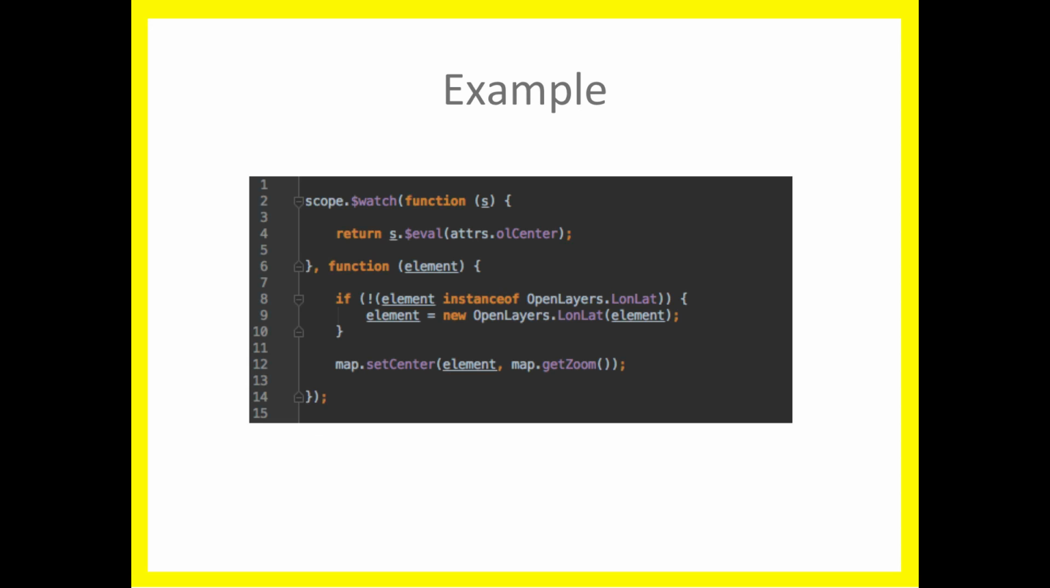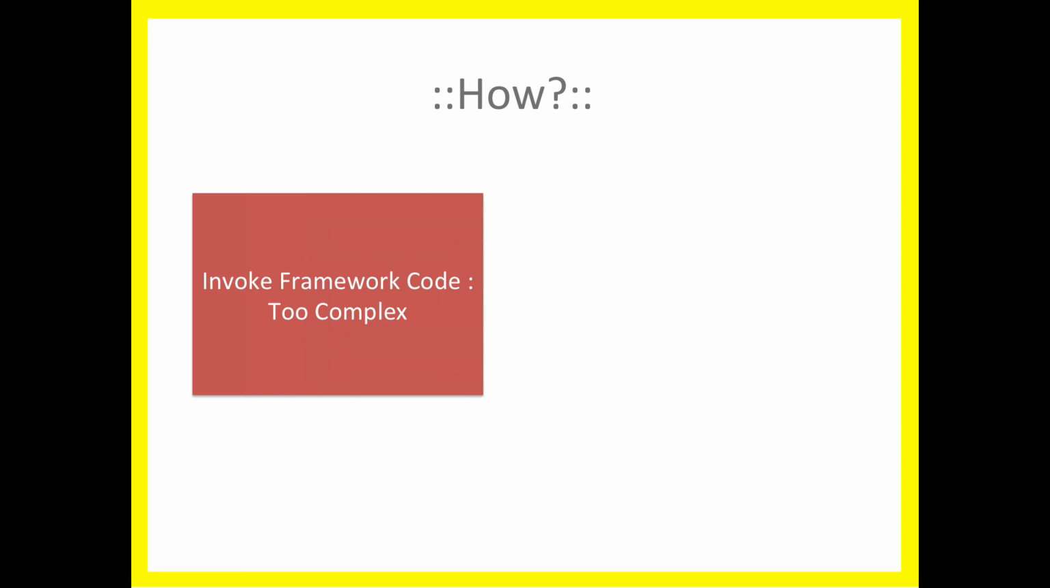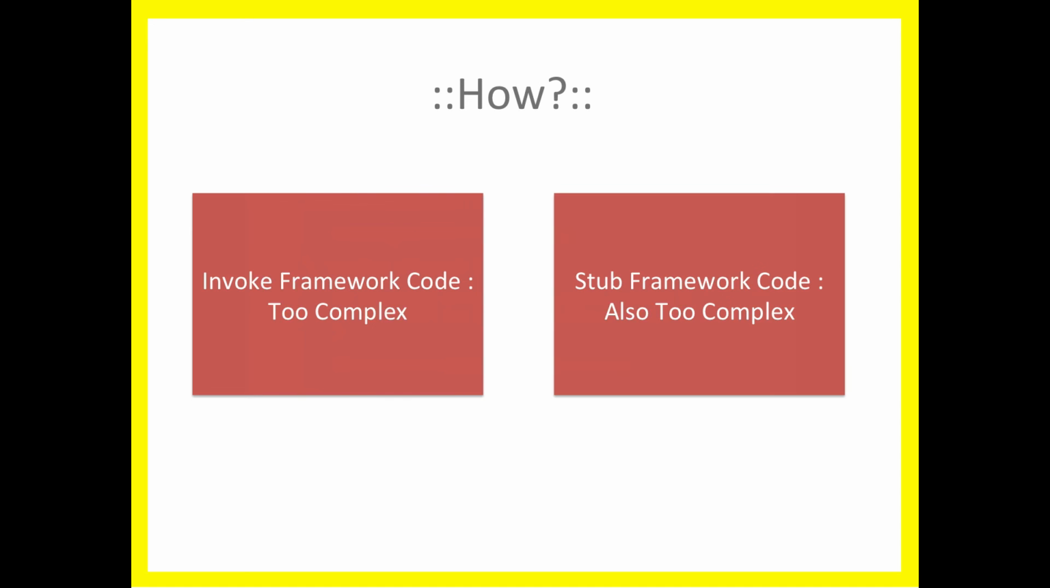You know, we need to decide what we're going to return for the long_lat property. We're going to have to decide what map.setCenter should do, etc., etc. Because we don't own the interface to the OpenLayers framework, that's going to get really complicated when really all we want to do is check that this function does center the user on the map. So as we've said, we can either invoke the framework code, which is too complicated, or we can stub the framework code, which is also too complicated.